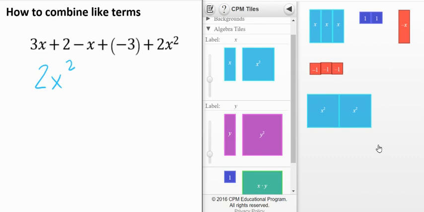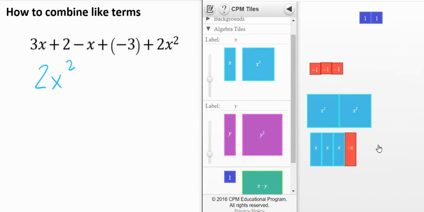And then next, let's do the x tiles. So I have these 3. And then I'm also going to combine these because these are all the same type of tile. And remember that whenever you have a positive and a negative tile of the same size, this is a 0 pair. So these can be taken off. And I'm just left with 2x tiles. So I put plus 2x.